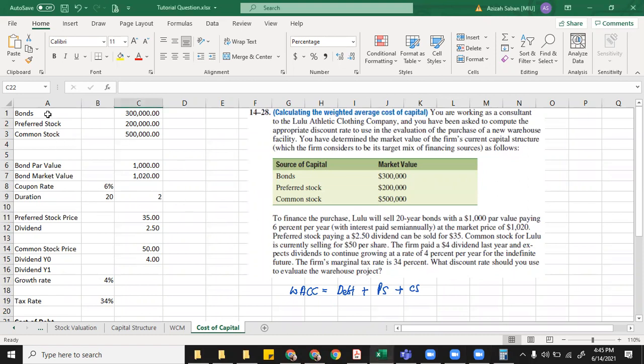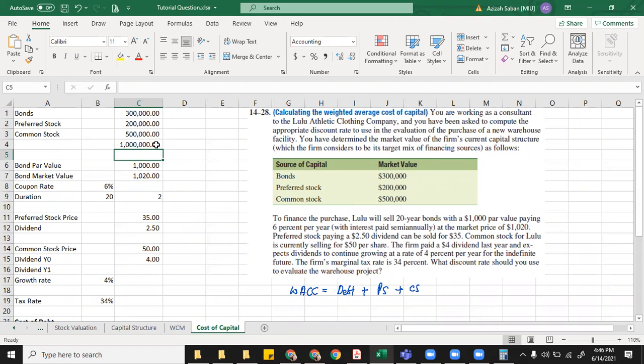So for example, here I have the bond data. Bond is 300,000, following this. Preferred stock is 200,000, I take from here, and common stock is 500,000. If I total these three up, it gives me a million.